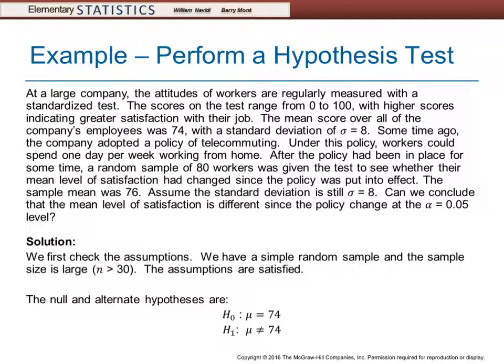Can we conclude that the mean level of satisfaction is different since the policy change at the alpha equals 5% significance level? Again, we check the assumptions. Since n is greater than 30, we can use the assumptions under the central limit theorem for the sampling distribution. The null and alternative hypothesis are as follows. We set up mu is equal to 74. Mu is not equal to 74.